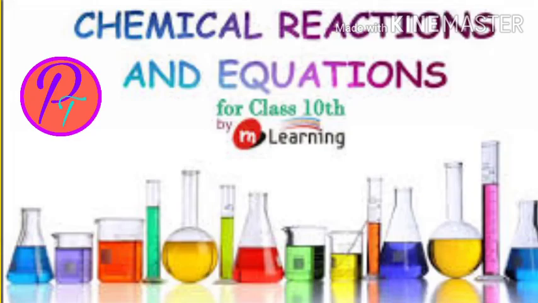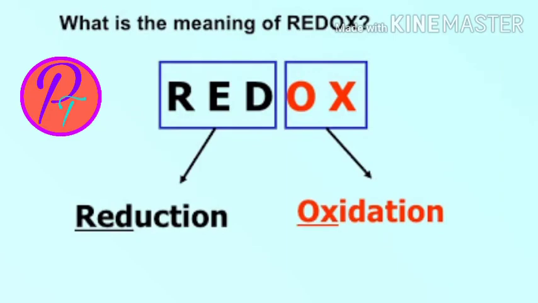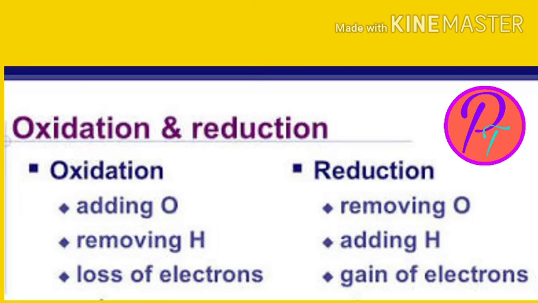In our previous class, we learned about the types of chemical reaction, and the various types of chemical reactions are the combination reaction, decomposition reaction, displacement reaction, and double displacement reaction. In addition to these reactions, there is another reaction called the redox reaction. To understand the redox reaction, we must know about the oxidation reaction and reduction reaction.